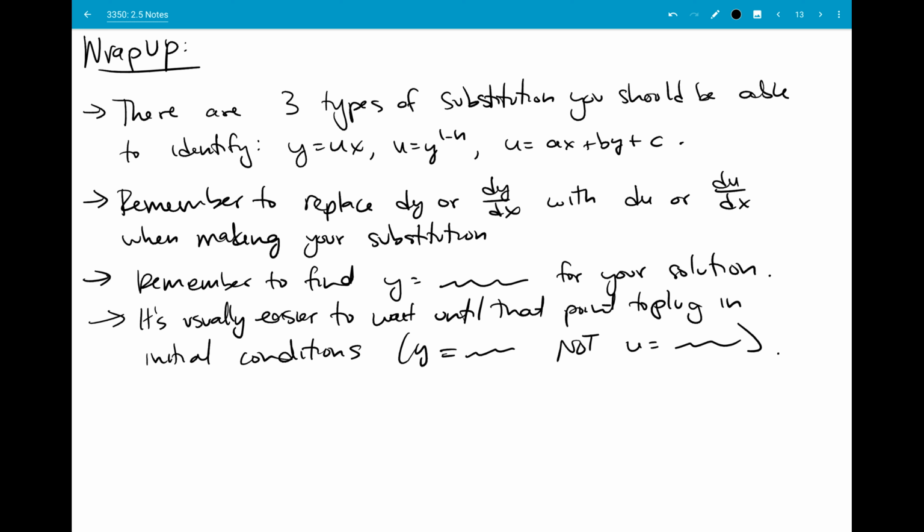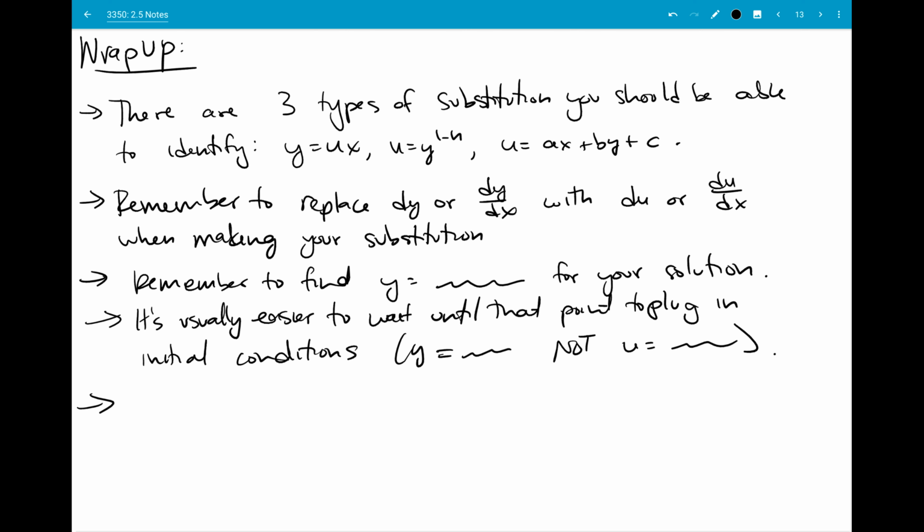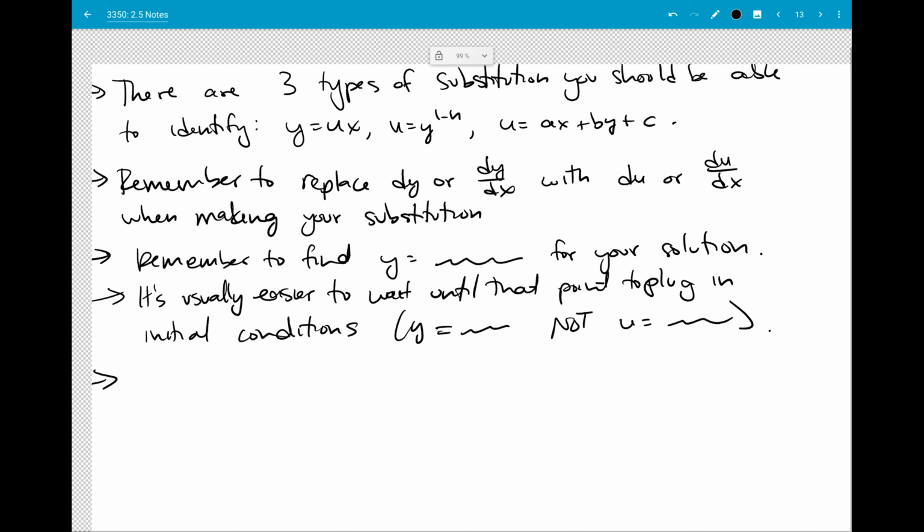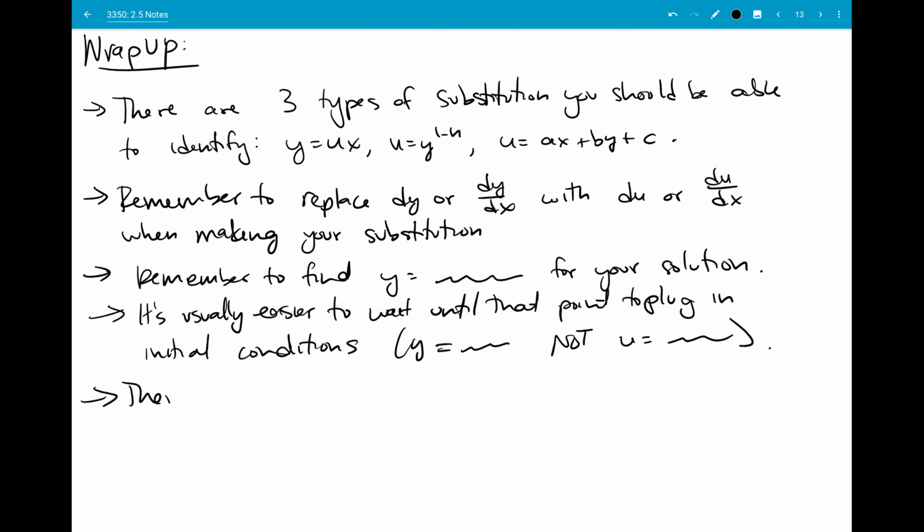And then any other important tips here? I'm not thinking of any. Oh, actually, that thing with the separable logistic equation is something that we saw with exact equations too, but there are lots of ways to solve ODEs. So use the easiest one.